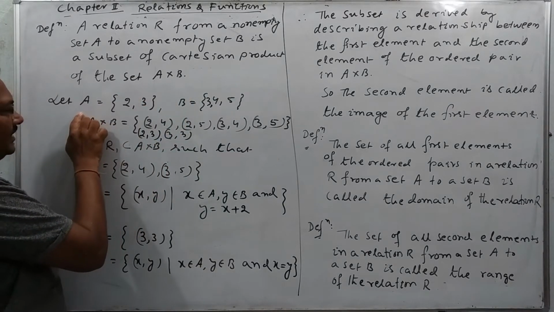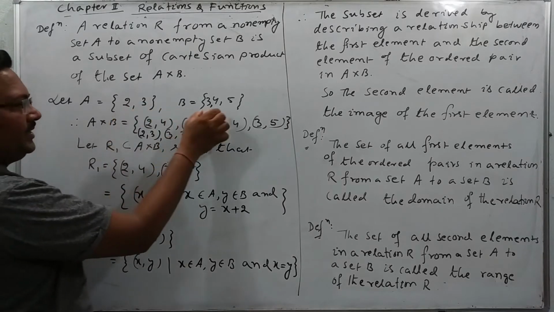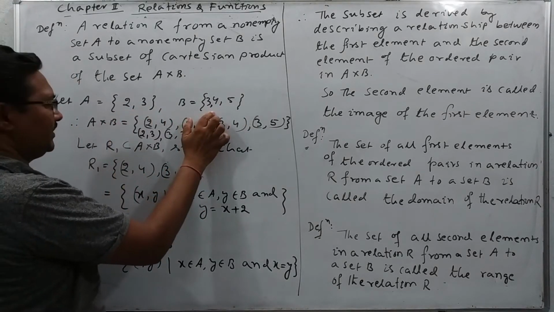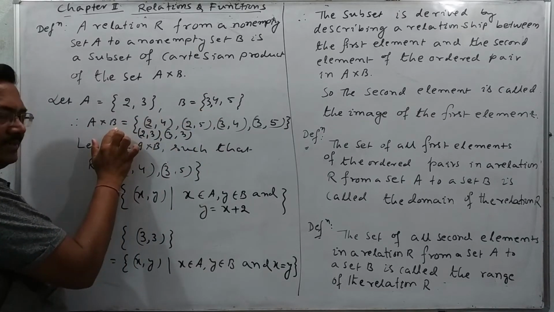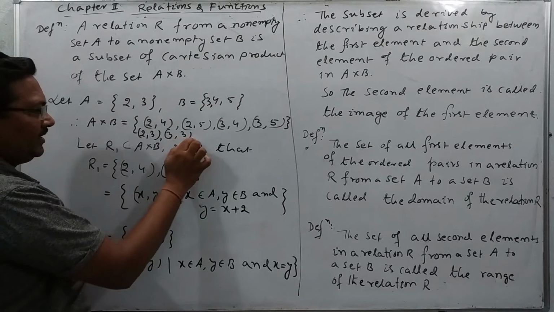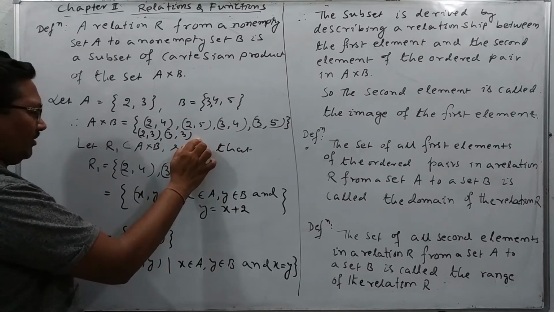Let A equal to {2, 3}, B equal to {3, 4, 5}. It is a non-empty set, it is also a non-empty set. A Cartesian product B, we make our Cartesian product of A and B. In this way, we got 6 elements, they are in ordered pairs.